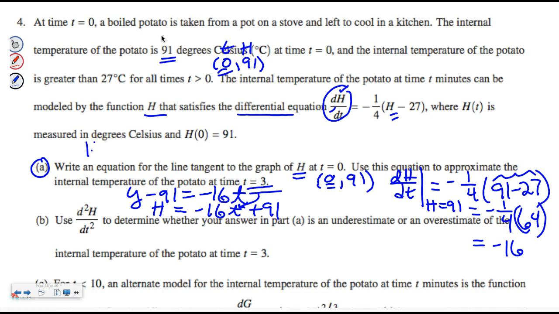And remember, the national average on this one for AB was 1.4. For BC, it was in the low 3. So it was low scoring. And again, it was because people switched up which variable was which. Otherwise, it's quite a straightforward question for part A.